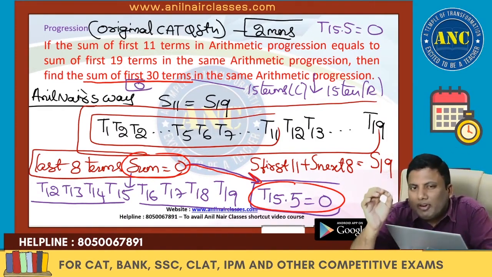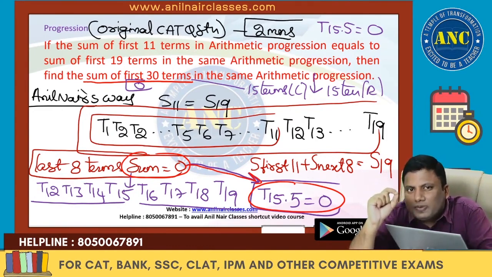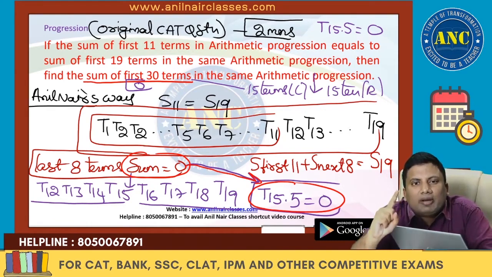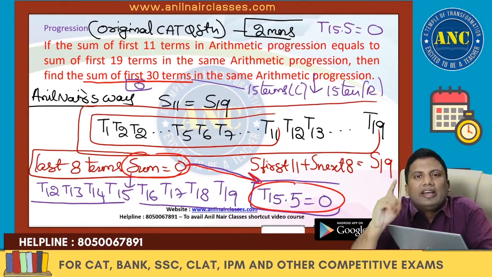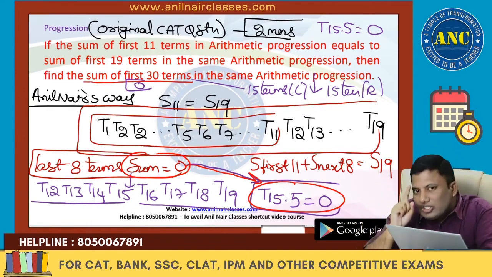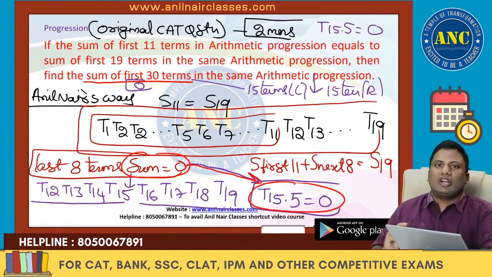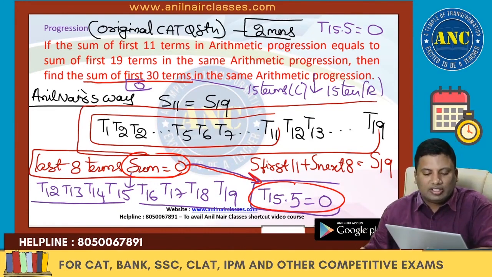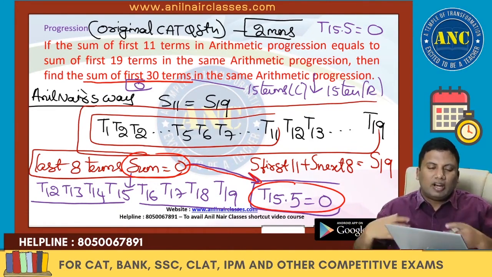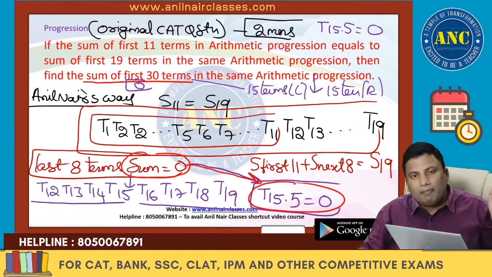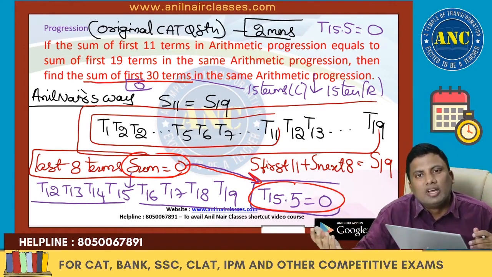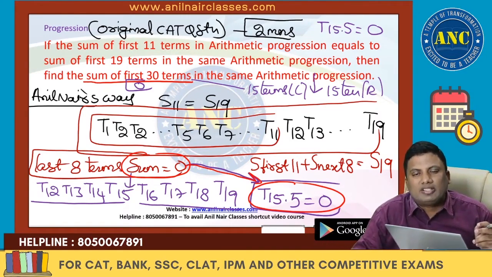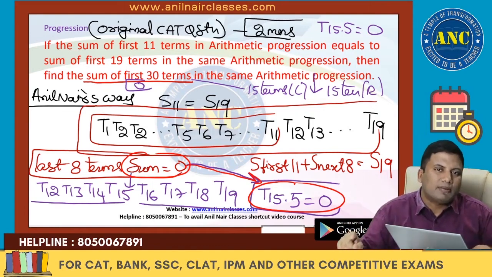Very, very beautiful question. What is the root cause of this problem? The last 8 terms average is nothing but the average of the given question series. Sum of first 11 terms is equivalent to sum of total 19 terms. That means the last 8 terms sum is 0.